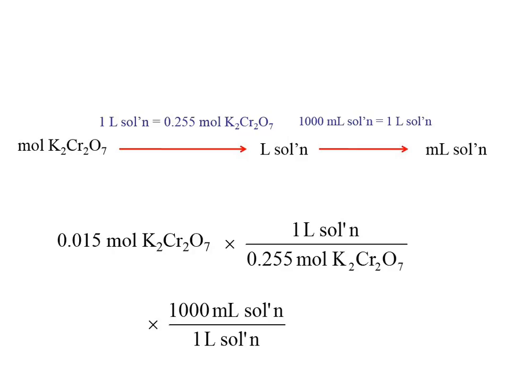How many sig figs do we need to round this to? 2. Why 2? Because the 0 before the 1 is the placeholder. Yep. This one is only 2 because there are two sig figs there, and you're right, there are 3 here, but we're always conservative. Cool. So I got 59 milliliters.